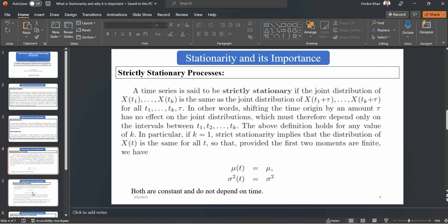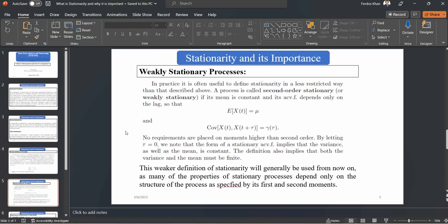And now, weak stationarity. What is meant by weak stationarity? In weak stationarity, we are normally talking about the mean and the covariance or autocovariance function. In practice, it is often useful to define stationarity in a less restricted way than the one described above, as compared to strict stationarity. A process is called second order stationary or weakly stationary. Second order stationarity means weak stationarity.